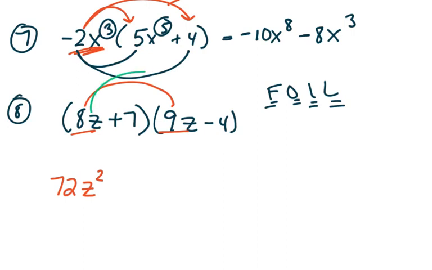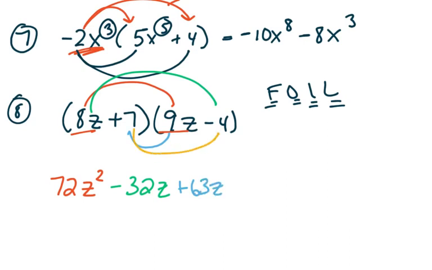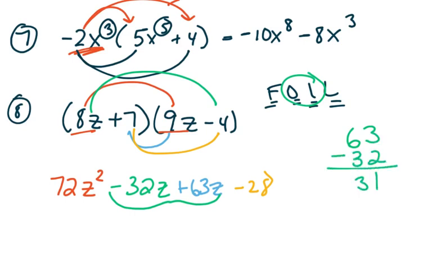Now let's do the outer. 8z times negative 4 is a negative 32z. Let's do the inner. 7 times 9, that's a plus 63z. And then the last is the last of the two parentheses, 7 times negative 4, and that's negative 28. Your two middle ones, the O and the I of FOIL, can be combined. So it's going to be negative 32 plus 63, so that's the same thing as 63 minus 32. And then I'll give you your 31. So we get 72z squared plus 31, because that one's positive, minus 28.